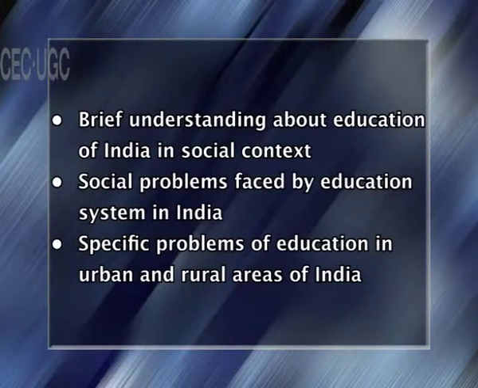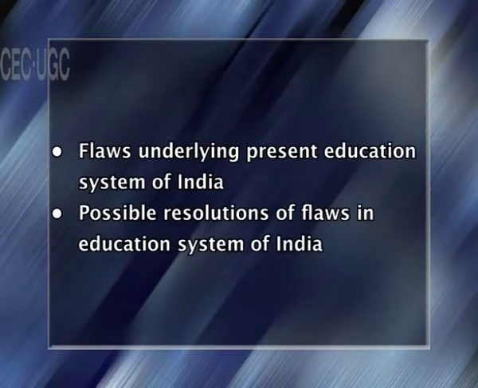The topic chosen for the program is current social problems relating to education in India. The objectives set for the present lecture are to have a brief understanding about education of India in social context, to know about the social problems faced by education system in India, to know about the specific problems of education in urban and rural areas of India, to understand the flaws underlying present education system of India, and lastly, to understand the possible resolutions of flaws in education system of India.